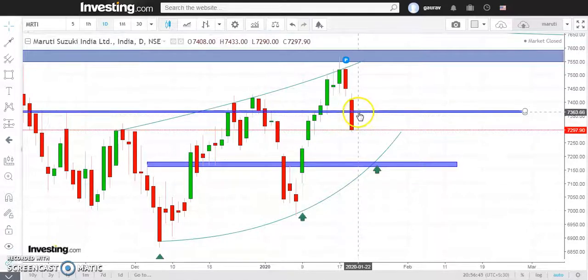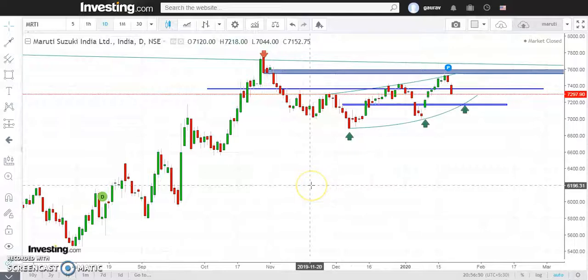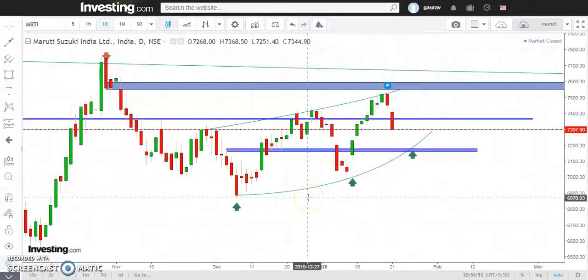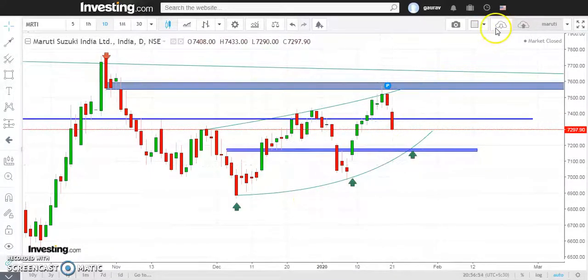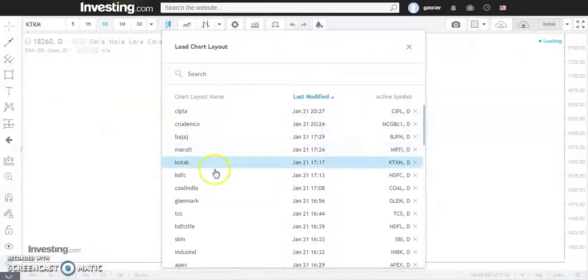For any bullish trade, we have to look at this area. For any selling trades, we have to wait for this area. That is the area where we will get maximum risk reward trades. So you have to keep Maruti in your watch list. And then comes Kotak Bank.